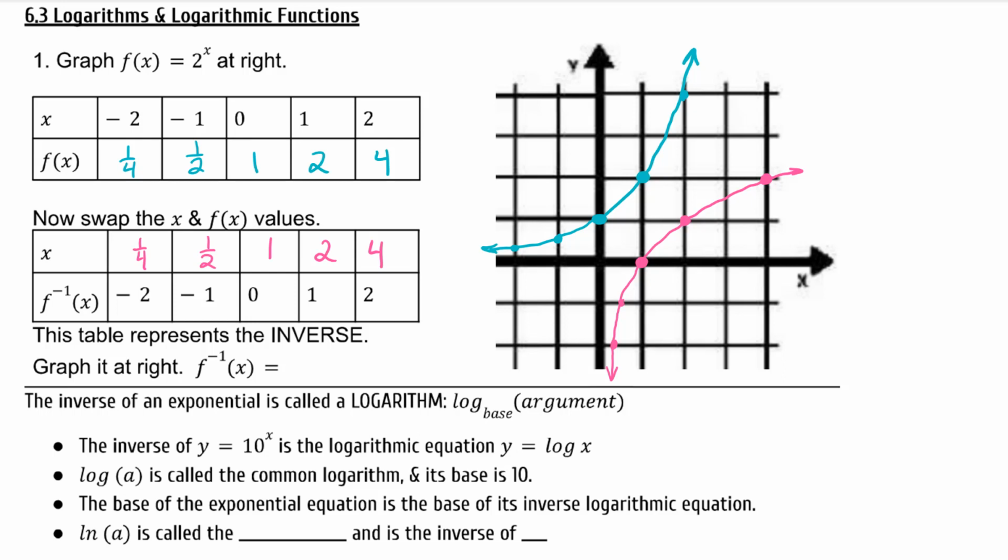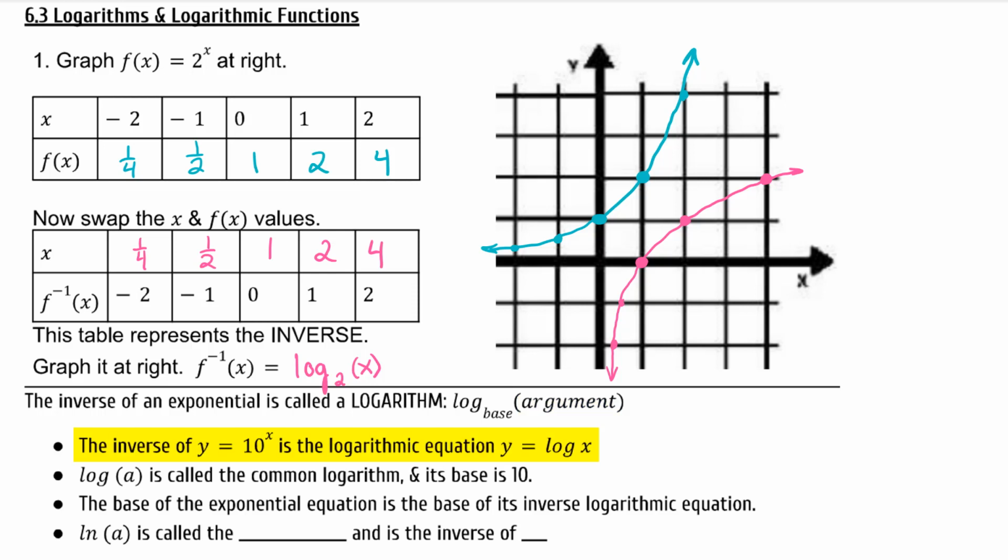The inverse of 2 to the power of x is log base 2 of x. The inverse of an exponential is called a logarithm. We write that in the form log with the base written in subscript, and then the value you are taking the log of is called the argument.